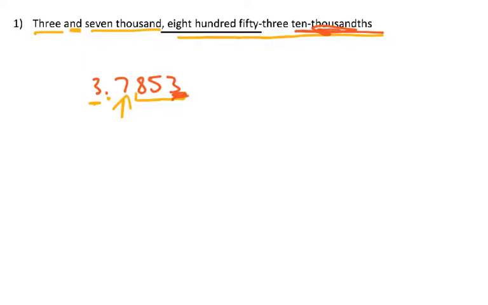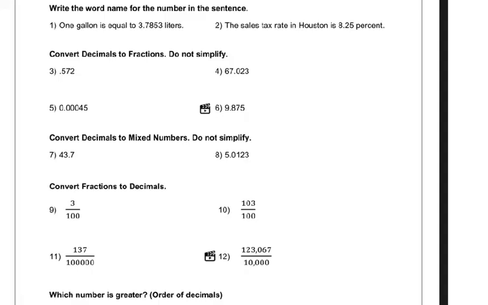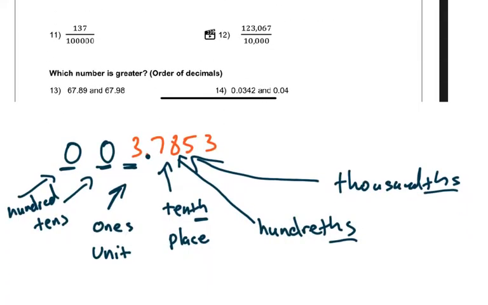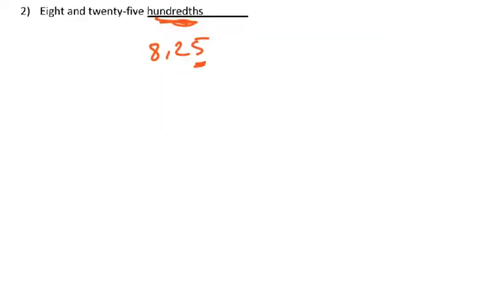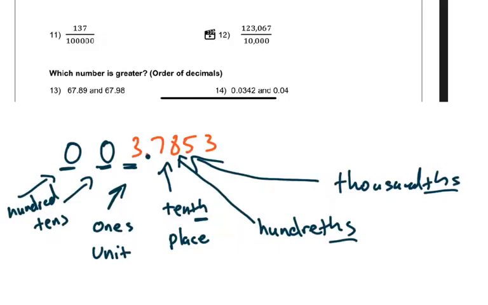So what essentially the pattern is, is that we're saying the back number, 7,853. We're just saying this entire number, and then we say its place, so where it stops. So this is the ten-thousandths place. And again, that is deriving from this list here that we've created. So you can see on the next one, 8 and 25 hundredths, because it stops at the hundredths place. Okay, cool. Let's move on.